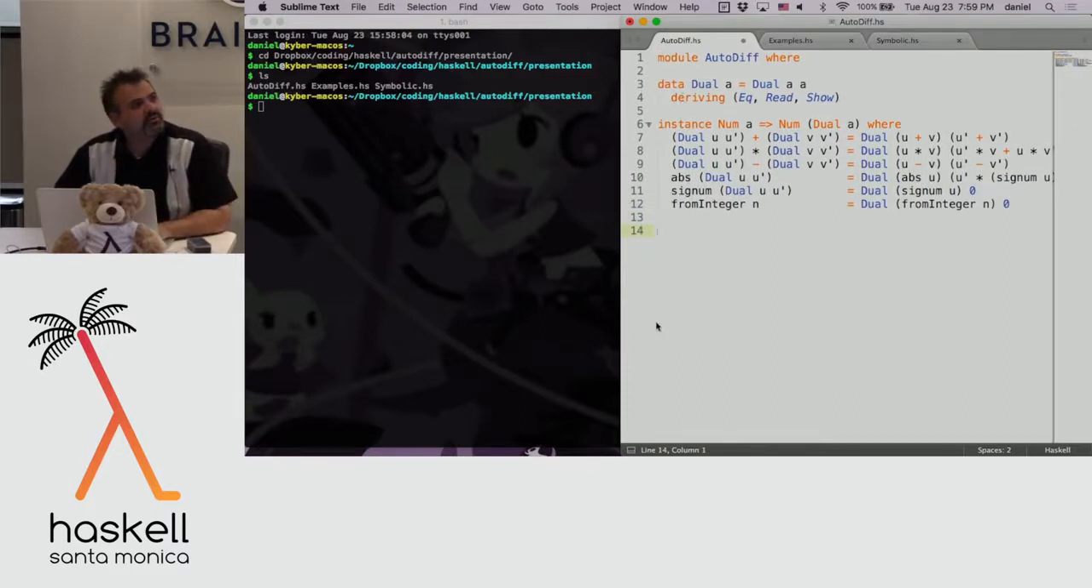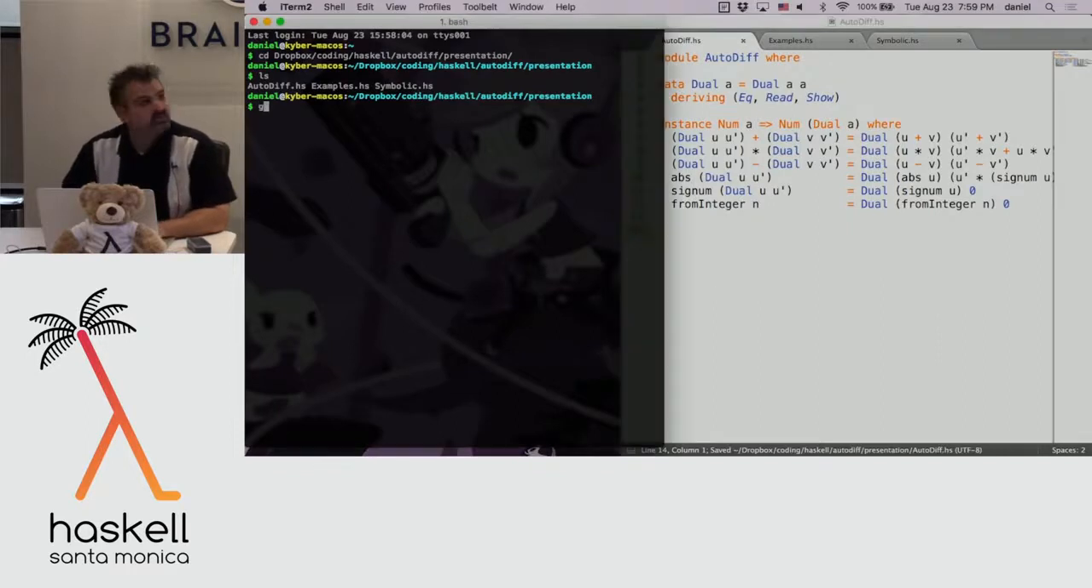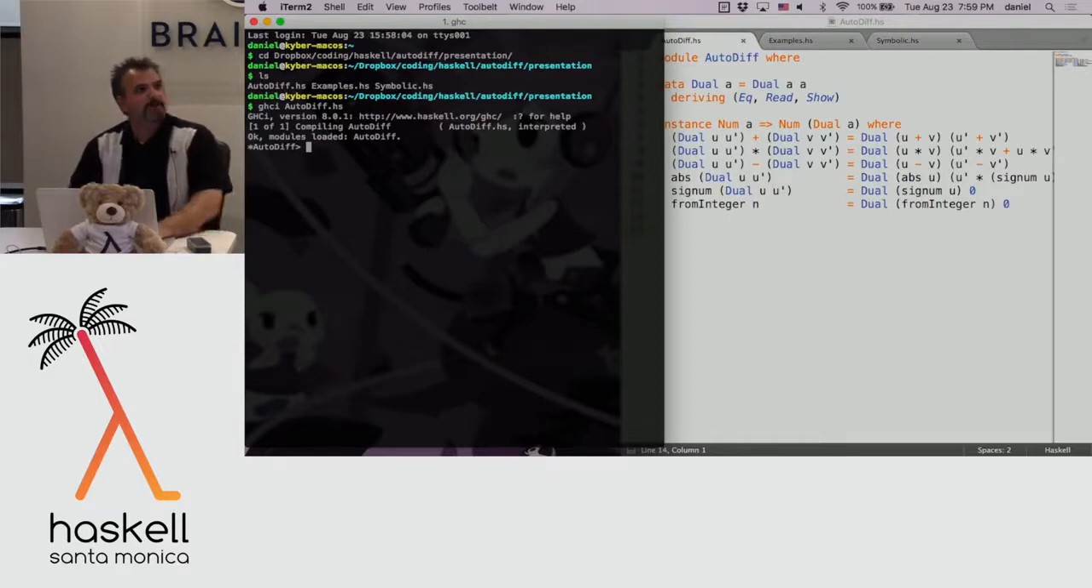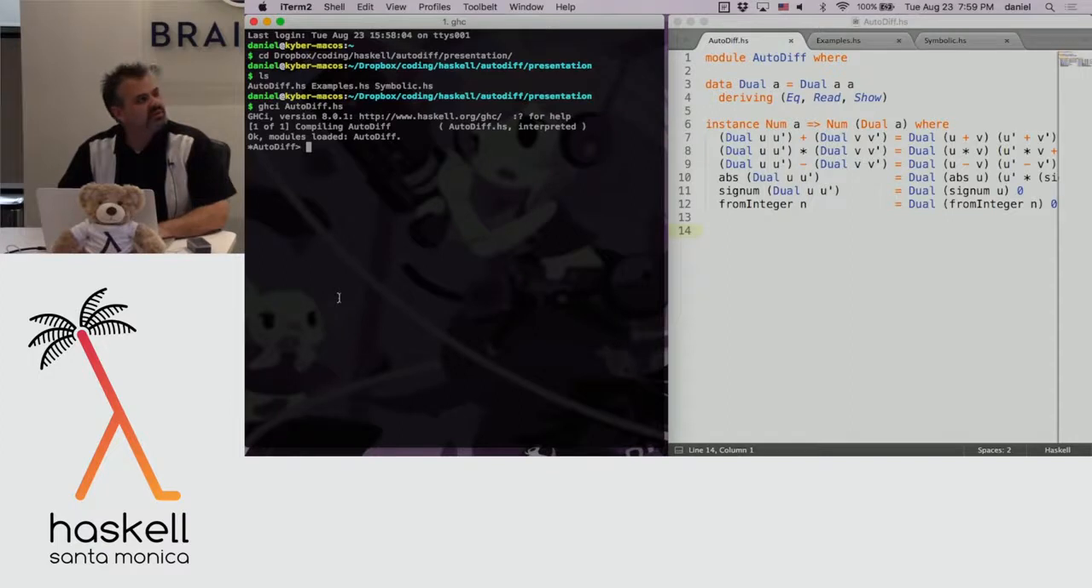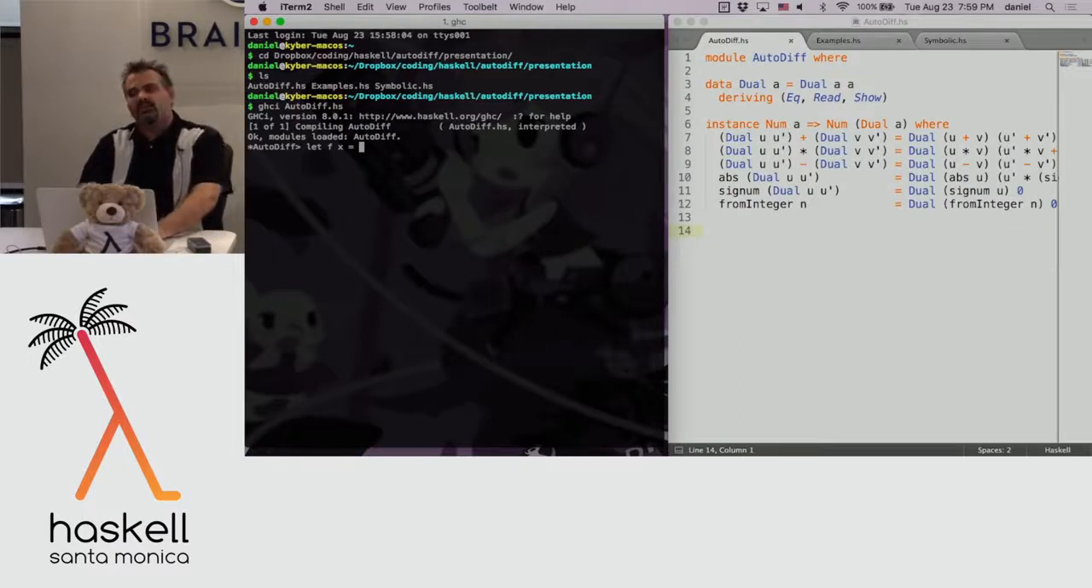So, what can we do with this? We're going to load GHCI and let's set up a function. Let's make sure that it only works on Nums, so we're going to limit ourselves to these six methods. So let's say something like x plus 3 times x. You might have to make that bigger too.